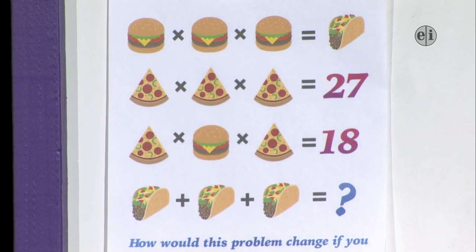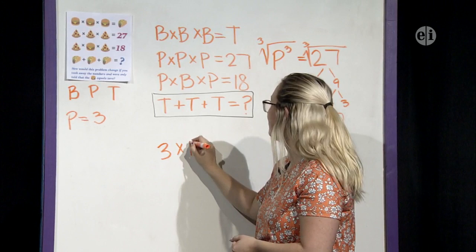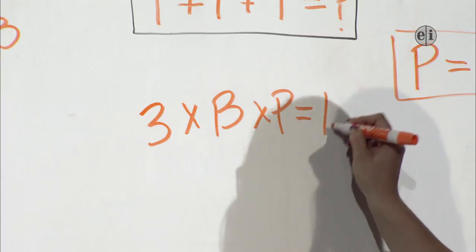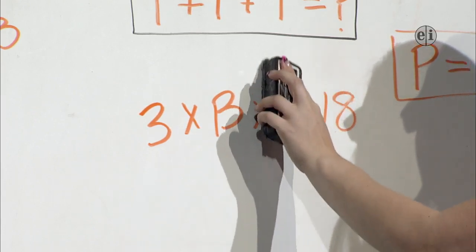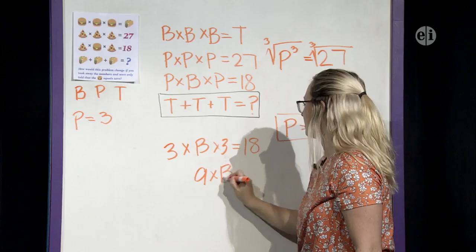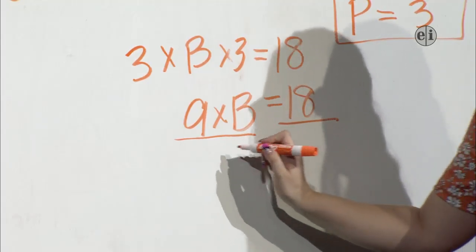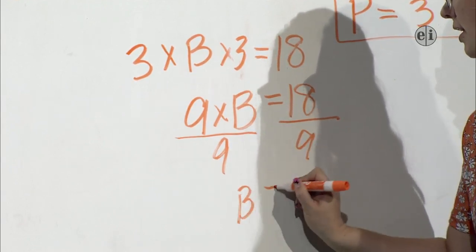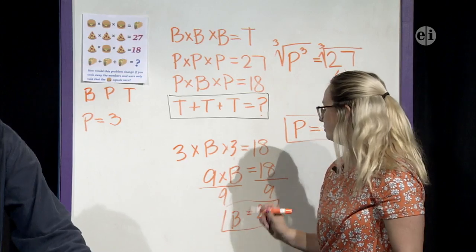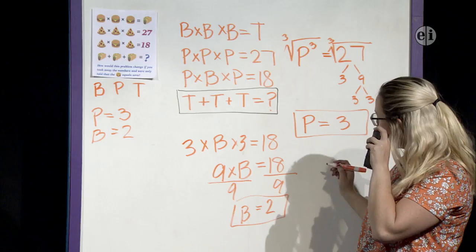We're going to come back to this one because we have the pizza and burger, so we have a value to plug in for that. So 3 times B times P equals 18. Oops, but I don't want a P because I know that value. I'm going to put in a 3. 3 times 3 is 9 times B equals 18. You're going to divide by 9 on each side so that you can get the B by itself. B equals 2.